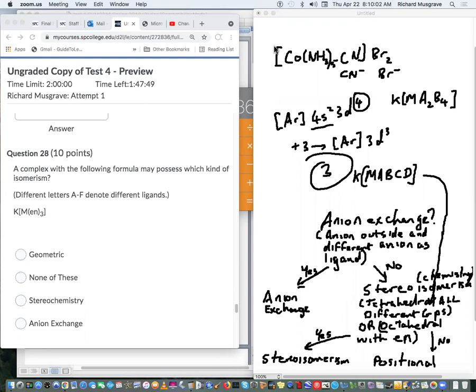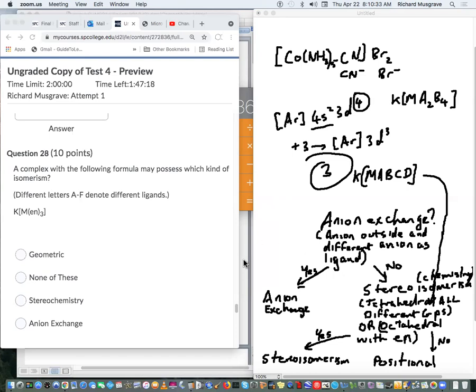Just to clarify, if there is more than 4 or more than 6, it wouldn't be stereo. Well, it never will be more than 4 or more than 6. It'll be either 6 or 4. I'm not going to give you any other possibilities.